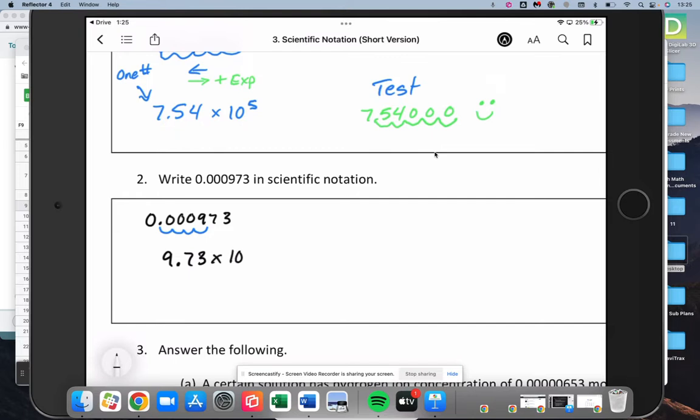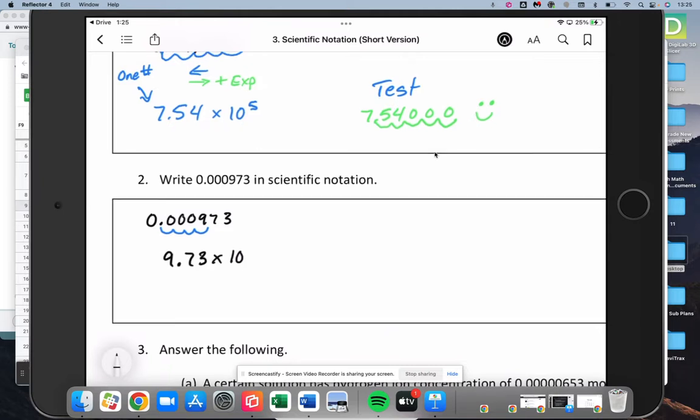Times 10 again, because each move that we made was a power of 10. And then this time, our exponent is going to be negative, because to get back to the original number, we need to move the decimal to the left, which is a movement in the negative direction. And we count again how many spots we moved the decimal. 1, 2, 3, 4. And so that's going to be 10 to the negative 4.